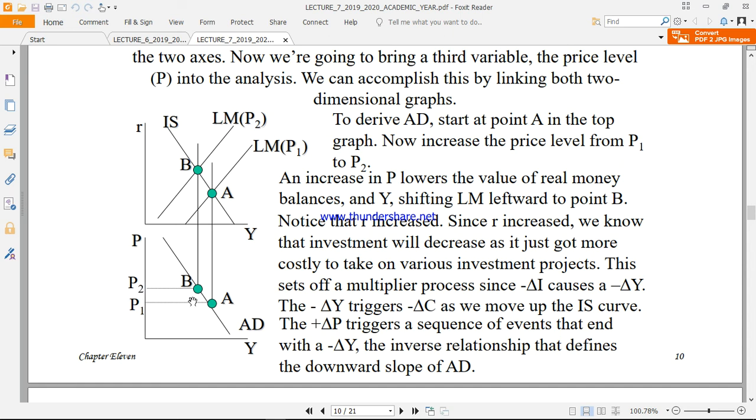Initially, when the price was there, you were demanding that level of output. Now that the price has increased from P1 to P2, output has reduced, which is the typical nature of demand: a negative relationship between quantity demanded and the price level.